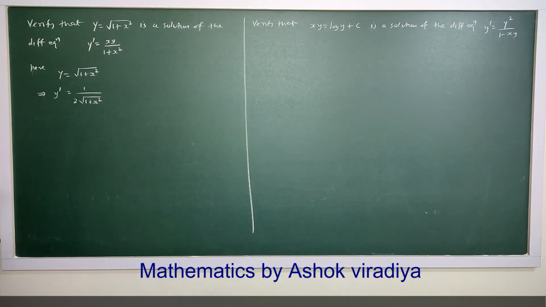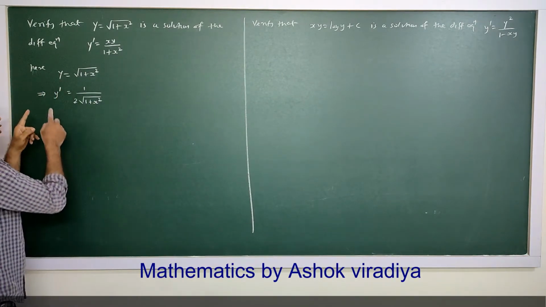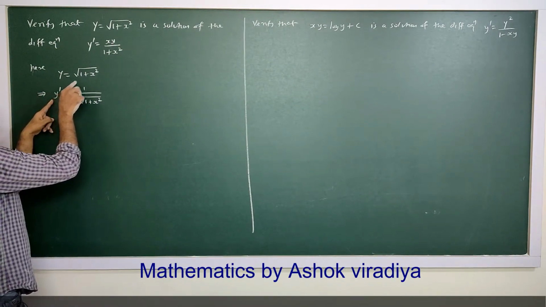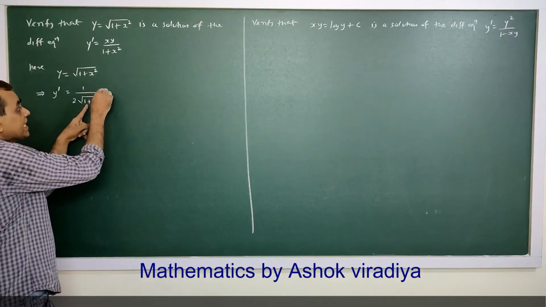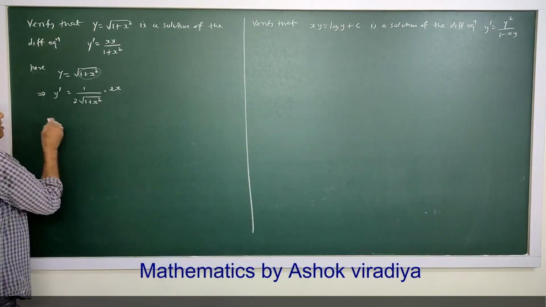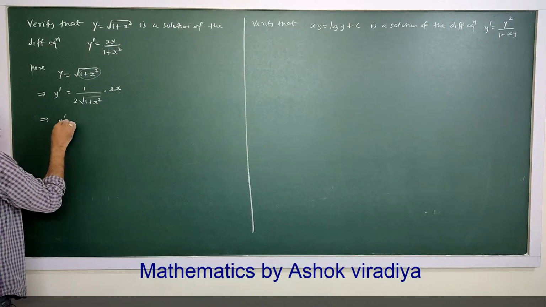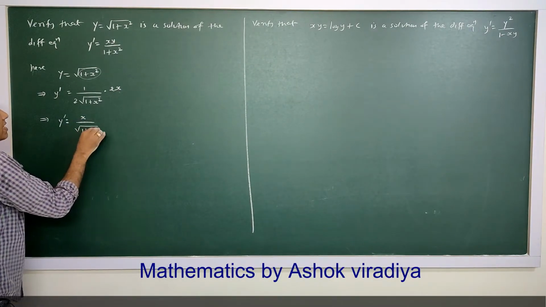Now see, derivative of y equal to root 1 plus x square: y dash is derivative of root x, which is 1 upon 2 root x, into derivative of 1 plus x square, which is 2x. So that is y dash is x upon root 1 plus x square.